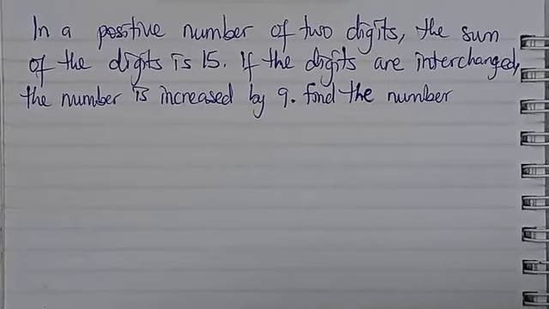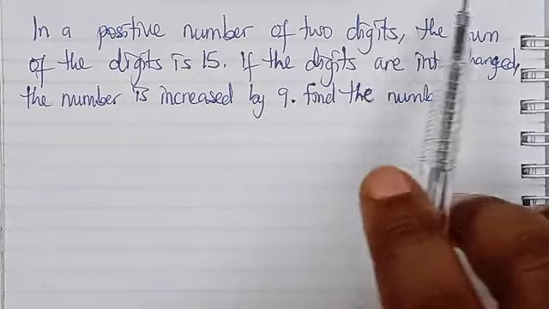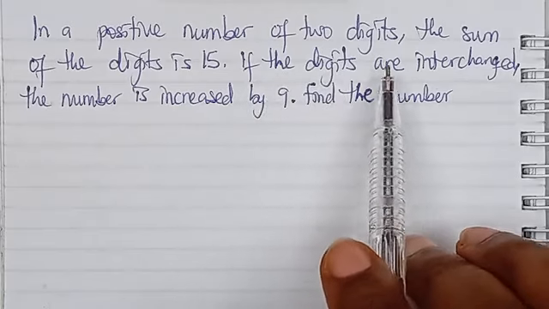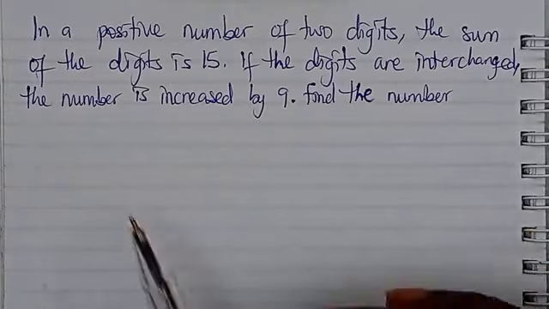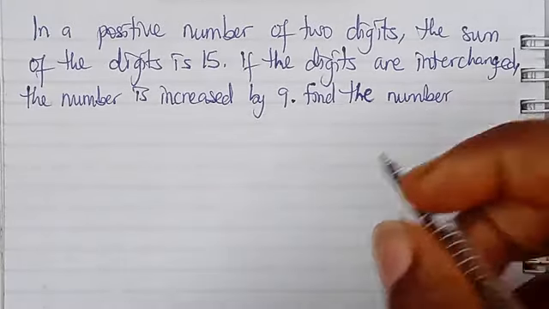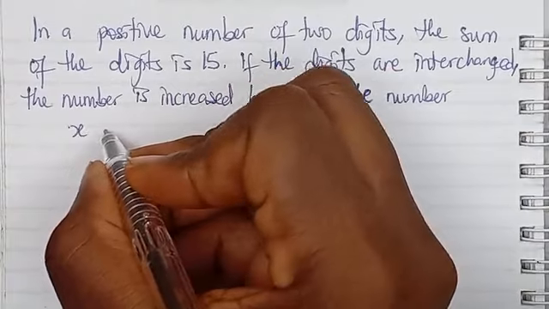We now have another one presented to us. In a positive number of 2 digits, the sum of the digits is 15. If the digits are interchanged, the number is increased by 9. Find the number. A positive number, that means it's not a negative number. The sum of the digits. So now let's say the digits are x and y.